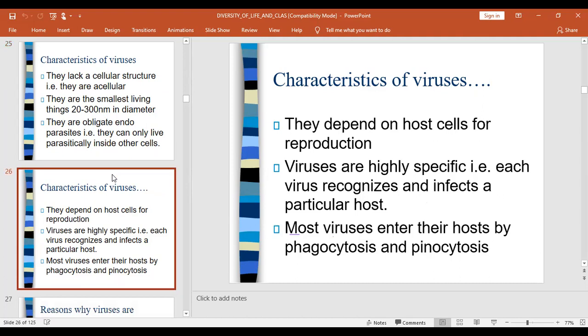And then they are highly specific. That's why you hear people talking about human papilloma virus, which affects only humans. You hear us talking about human immunodeficiency virus, which also affects only humans. You hear of tomato blight, which affects only tomato. You hear of cassava mosaic. They are really very specific to the host.